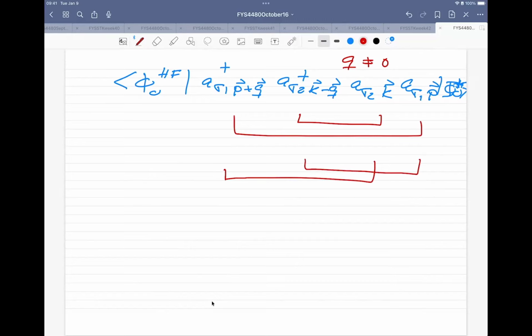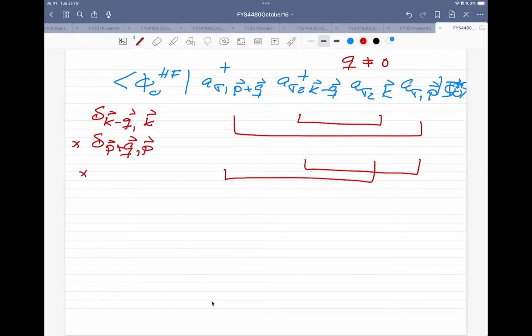Now, if you look at the first contraction, this is going to require that delta K minus Q is equal to K, and Q is different from 0. So this is not possible, right? So this has to be 0, because K minus Q is not the same as K. And secondly, we also have a delta of P plus Q with P. And you see again that this is also not possible.